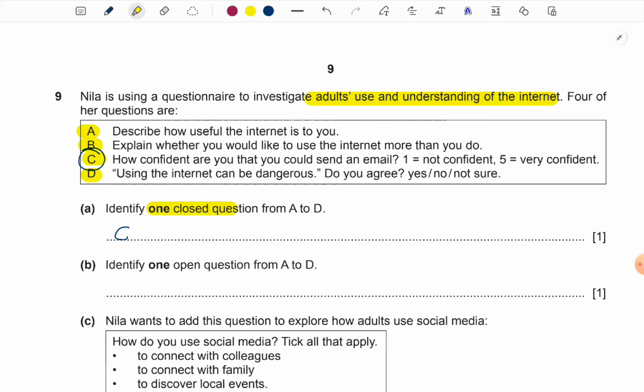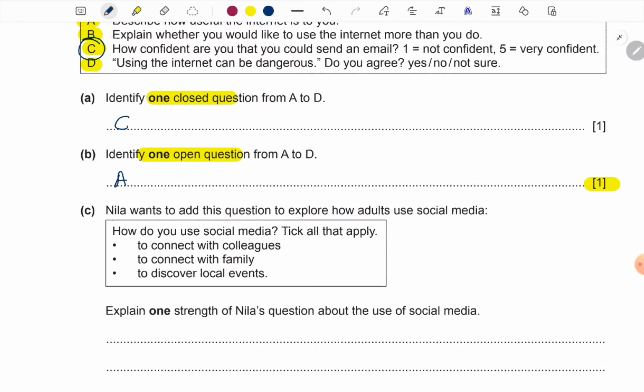Next is identify one open question from A to D. Open questions are those that can be answered freely. They don't restrict responses and they typically begin with lead-ins like describe, explain, how, why, what, elaborate, those type of things. So question A, describe how useful the internet is to you, and B, explain whether. Those two are the open questions. So again I just put A.